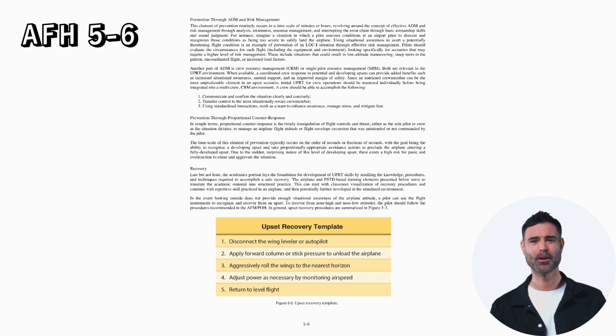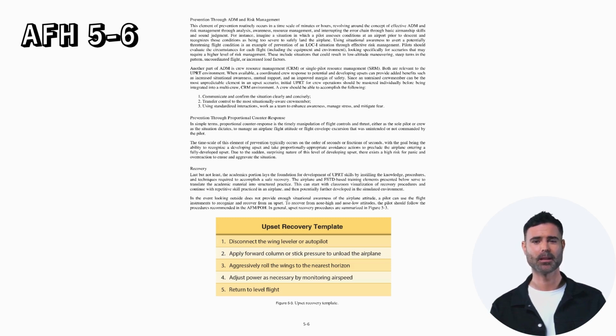The timescale of this element of prevention typically occurs on the order of seconds or fractions of seconds, with the goal being the ability to recognize a developing upset and take proportionally appropriate avoidance actions to preclude the airplane entering a fully developed upset. Due to the sudden, surprising nature of this level of developing upset, there exists a high risk for panic and overreaction to ensue and aggravate the situation.